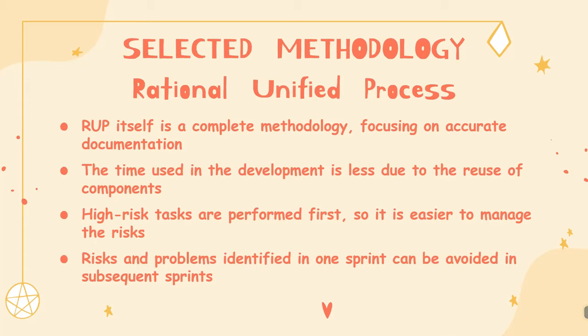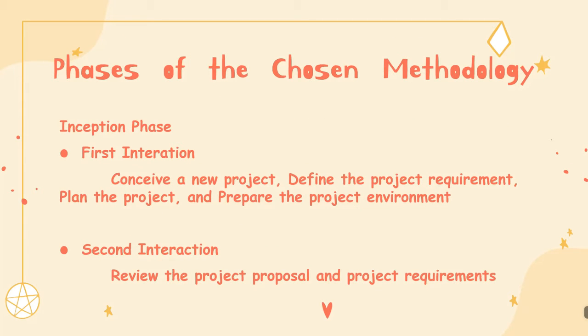In addition, by using RUP, all the high-risk tasks can be performed first. It makes it easier to manage the risk of the project. In addition, the risks and problems found in one sprint can be avoided in the subsequent sprint. Next, I'm going to show the phases of RUP. RUP consists of 4 phases: inception phase, elaboration phase, construction phase, and transition phase. The inception phase consists of 2 iterations.